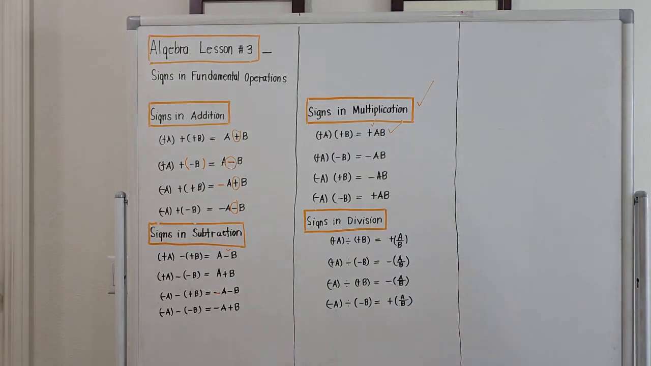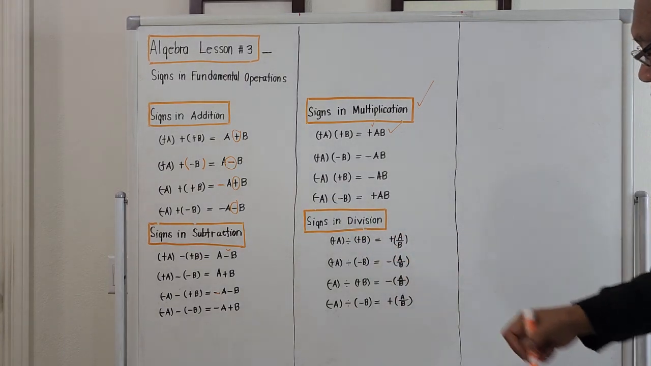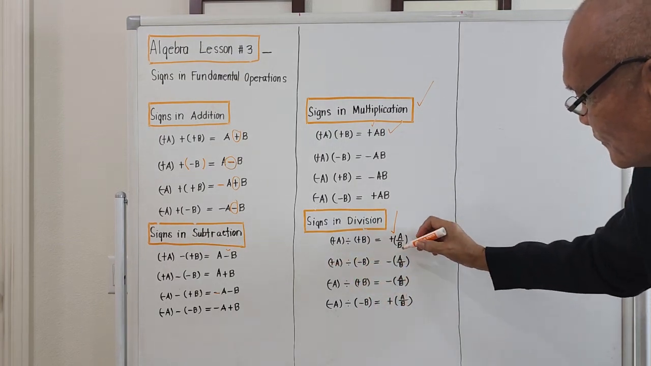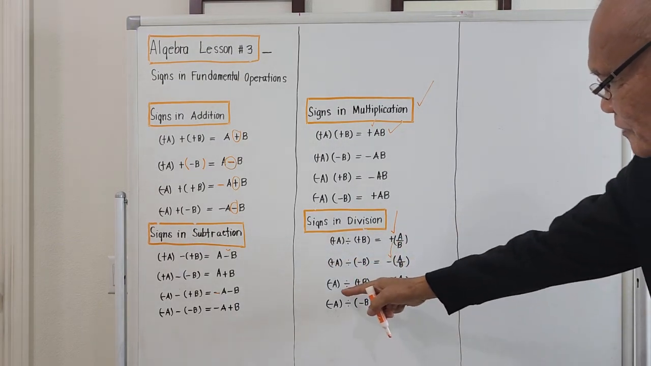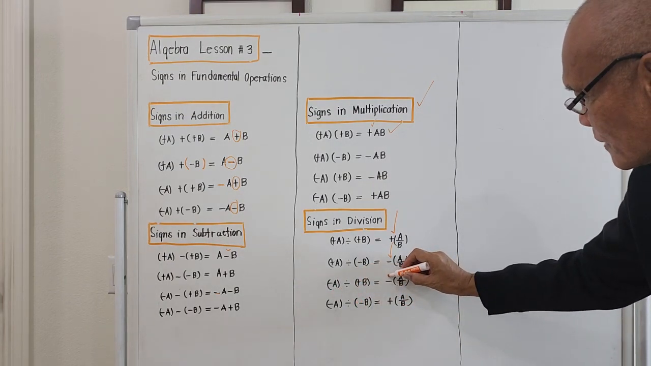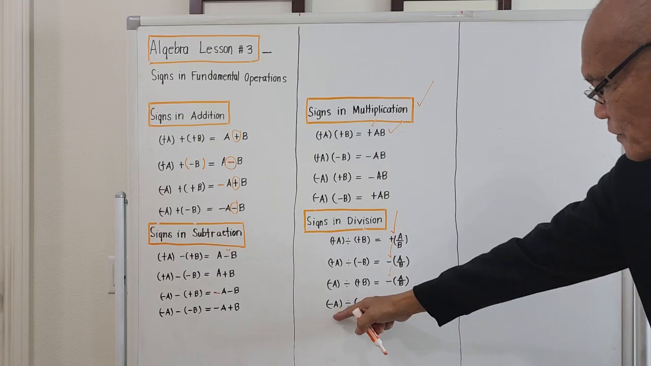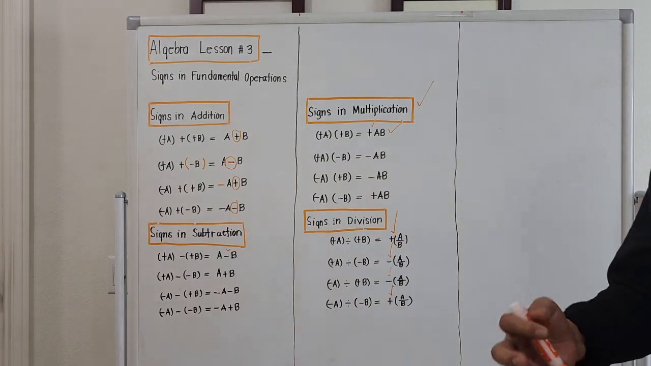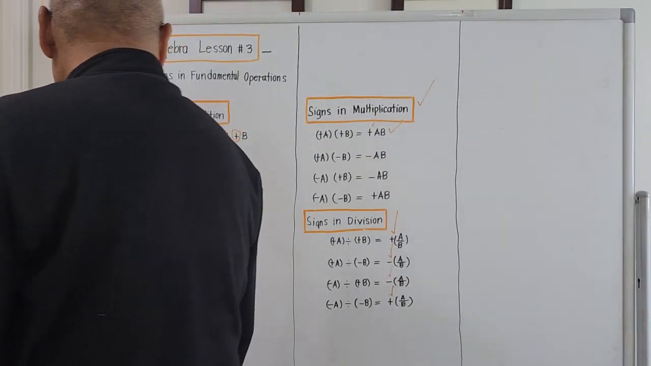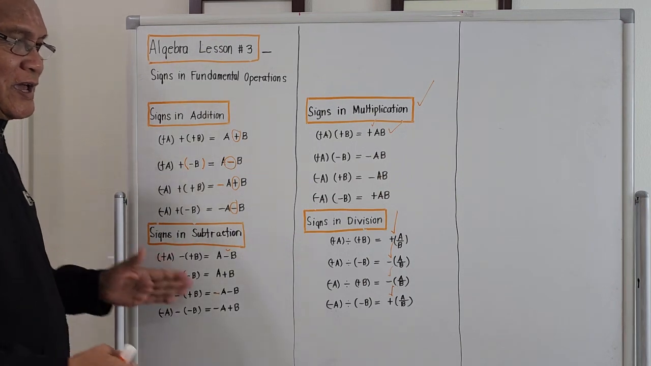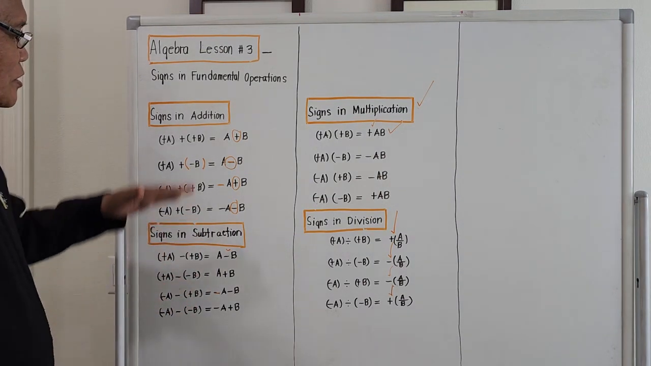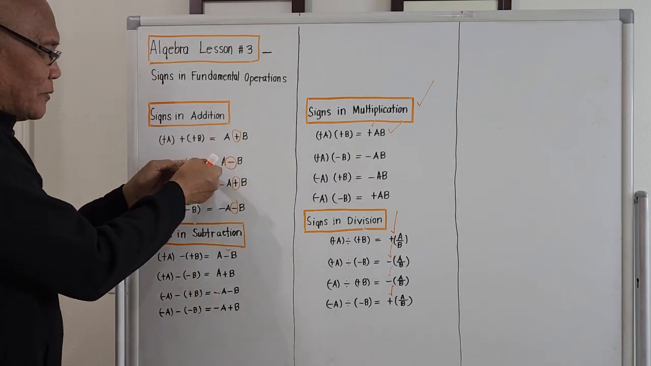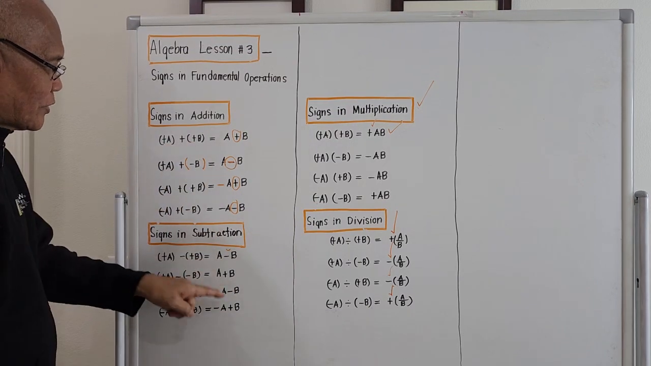Okay, I will repeat it. If they are both plus, the overall sign should be plus. If one of them is negative, the overall sign will be negative. The second one also, one of them is negative, the overall sign is negative. The last one, they are both negative, the overall sign should be positive. Okay, that's it, guys. Those are the signs in the so-called fundamental operations, that is, addition, subtraction, multiplication, and division. Don't forget the quantity, much more on the addition and subtraction.